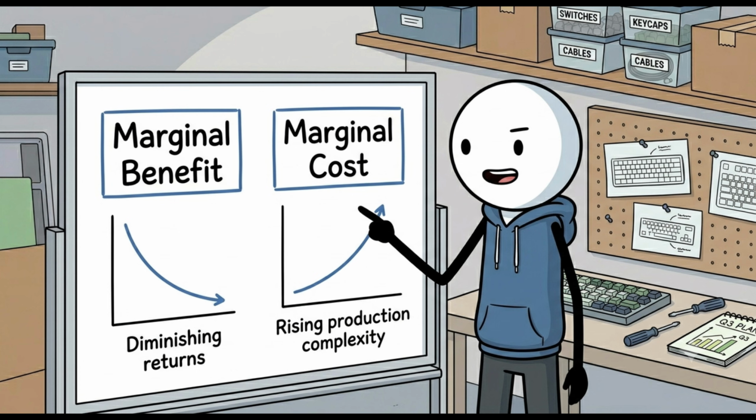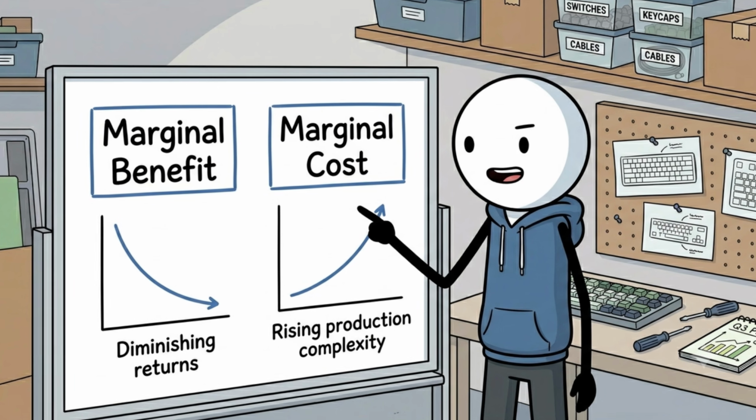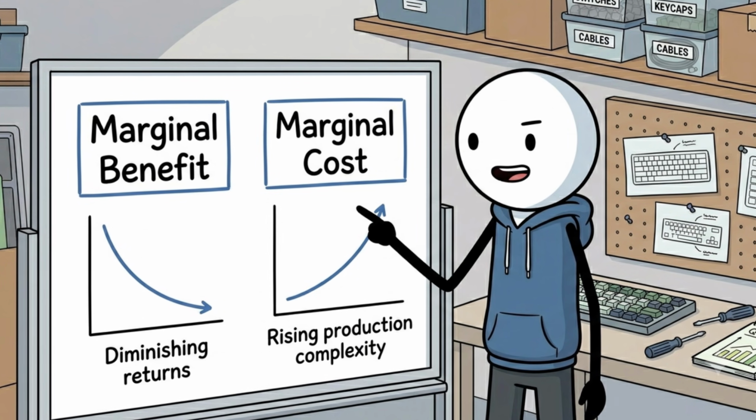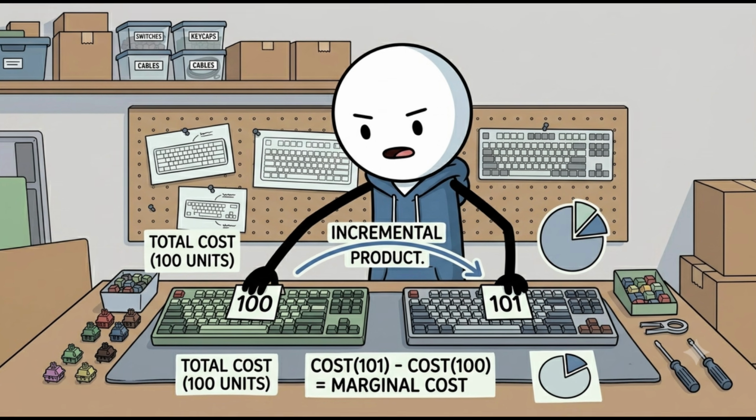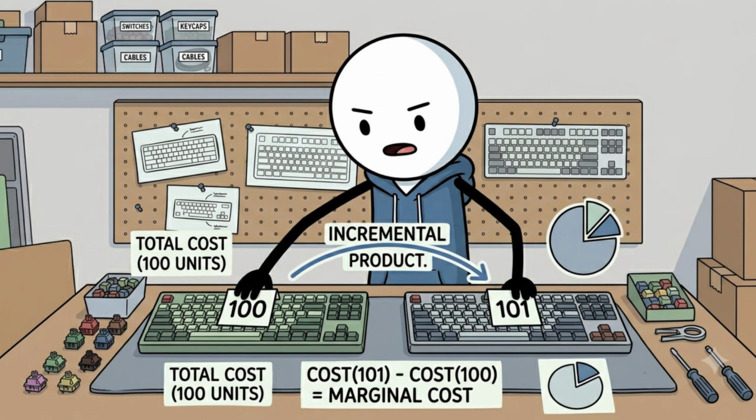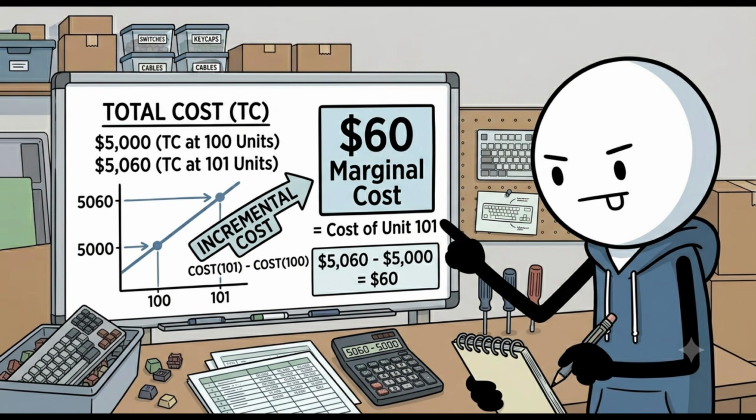But as John sits in his workshop, surrounded by half-finished prototypes and a growing stack of orders, he faces the most critical question any entrepreneur must answer. Should I produce just one more unit? To answer this, John must move beyond looking at his total expenses and start thinking at the margin.